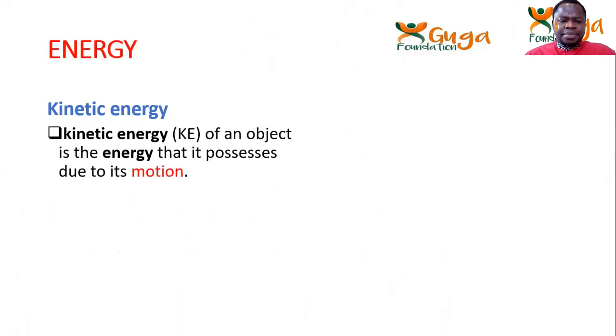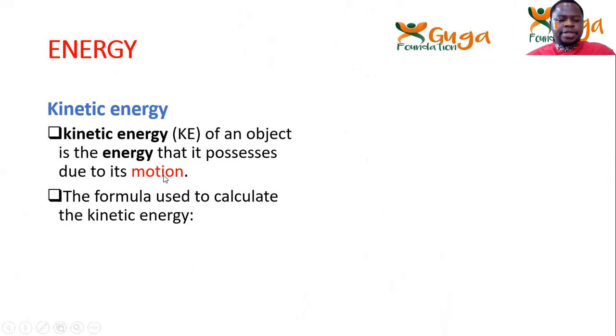Now let's talk about kinetic energy. The kinetic energy of an object is the energy it possesses due to motion. The formula used to calculate the kinetic energy is given by EK equals half mv squared, where m is the mass of the object and v is the velocity of the object.